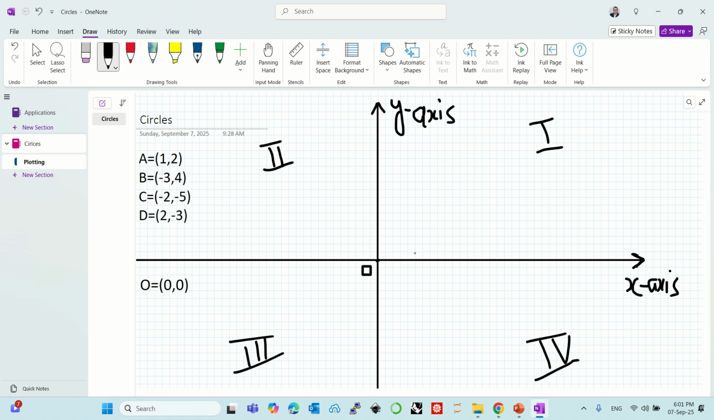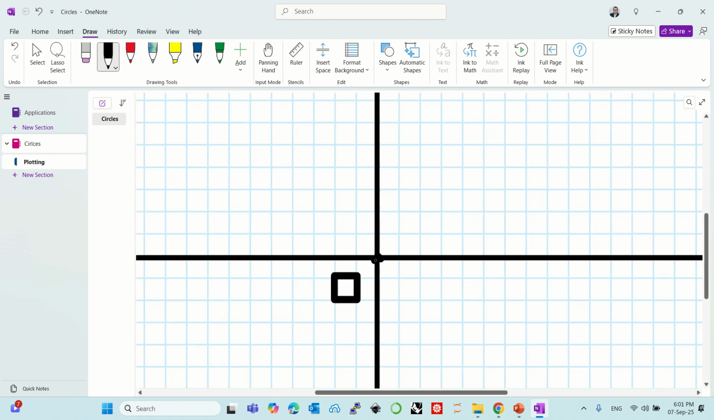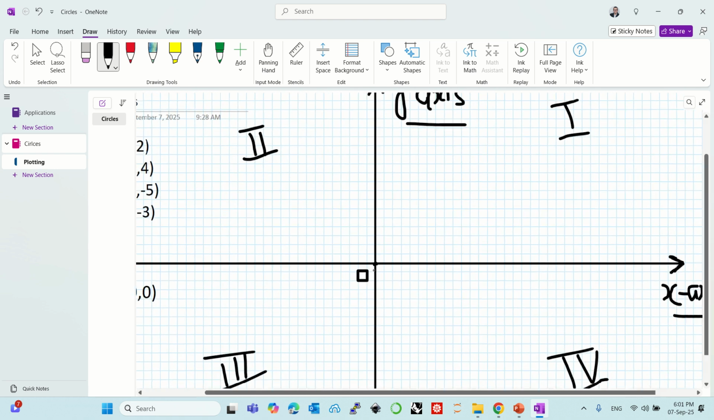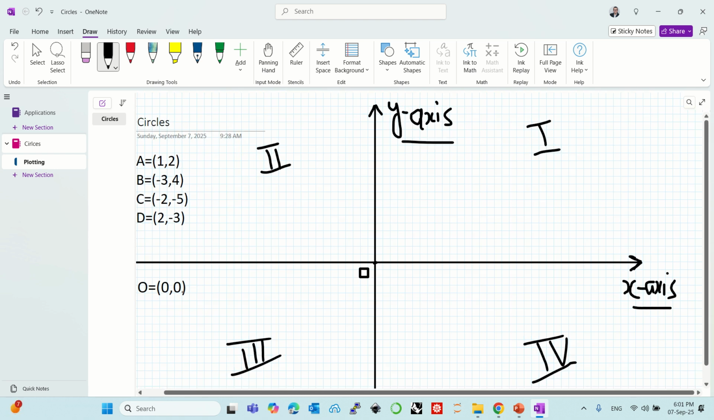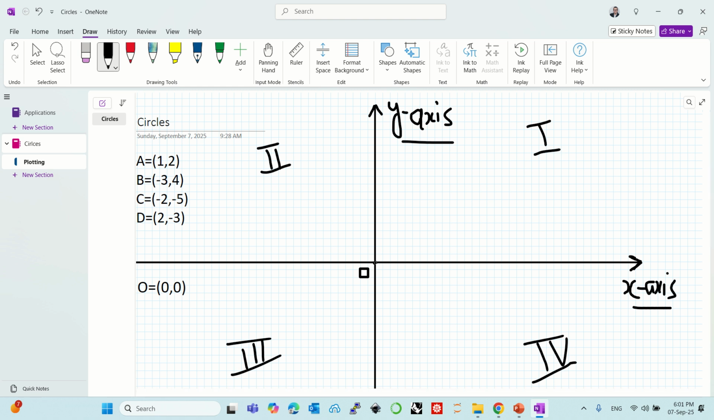This is an orthonormal system, and it consists of two axes. The first one is a horizontal axis called the x-axis, and another one is a vertical axis called the y-axis. These two axes intersect at a point O. This is point O. The coordinates of point O are 0, 0. And because this is the origin, this is our reference, the 0 point.